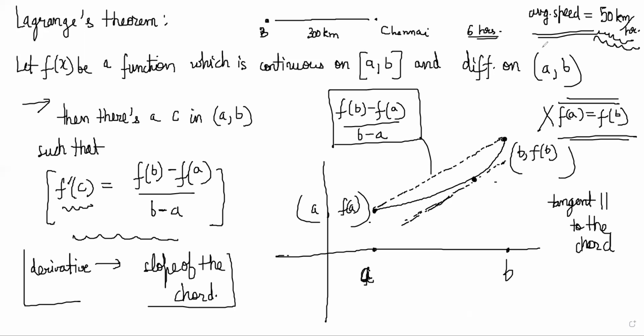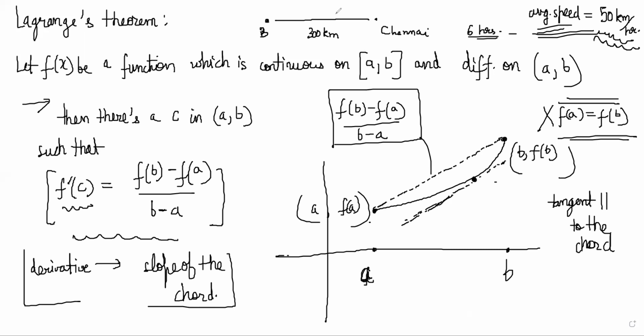So there will be a point in your journey when you will have to touch 50 kilometer per hour, which was your average speed. Why? You cannot go through the entire journey at lower than 50, right? Because then your average will not be 50. You cannot go through the entire journey at above 50 kilometer per hour either. It has to cross it then.